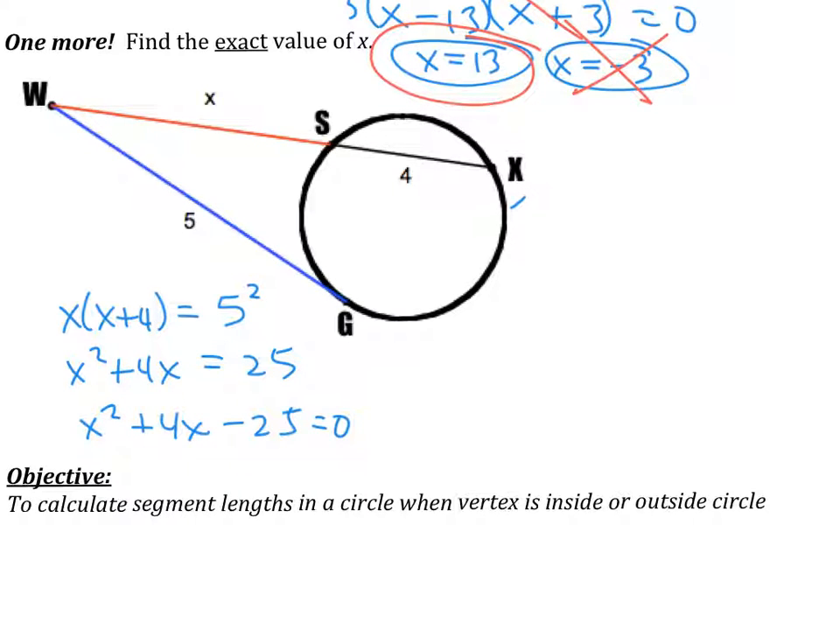Does anybody remember the quadratic formula? The quadratic formula, x equals negative b plus or minus square root b squared minus 4ac all over 2a.